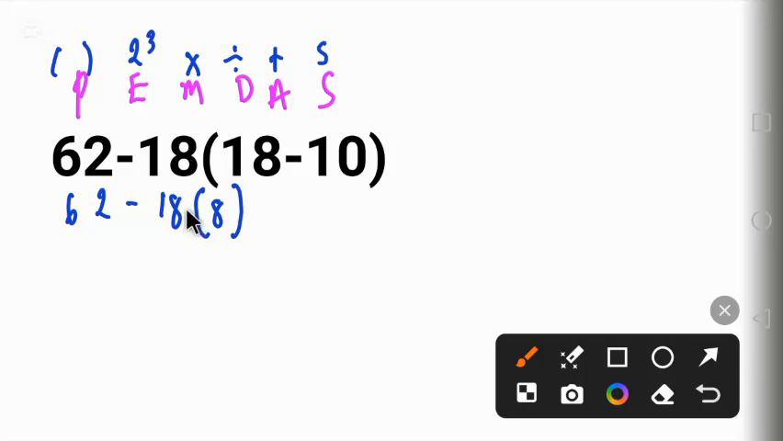The next one here is the multiplication. So let's solve the multiplication. 62 minus 18 times 8 is 144. And 62 minus 144 will give us minus 82. This is the correct answer.